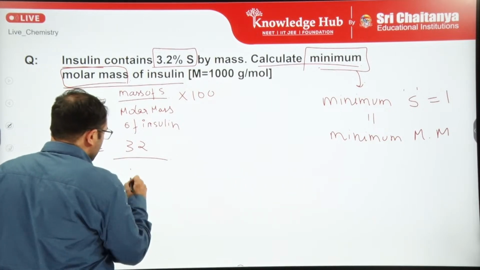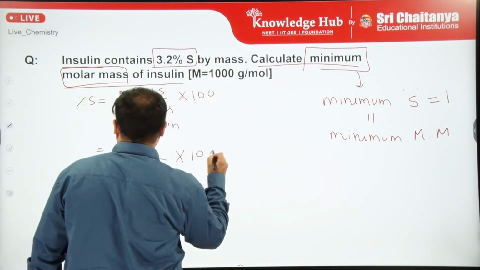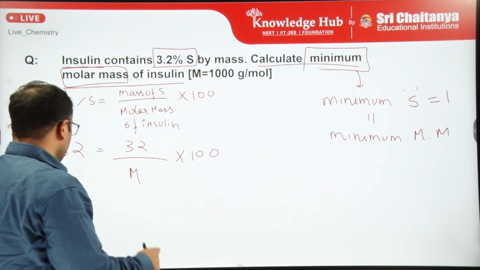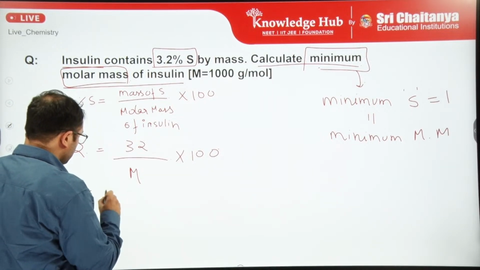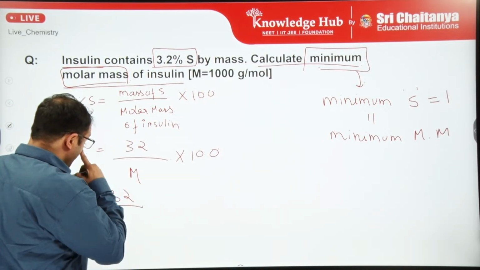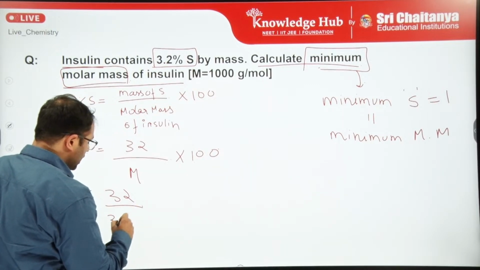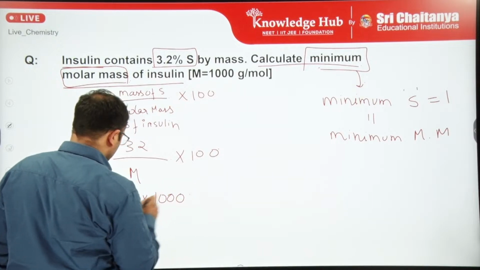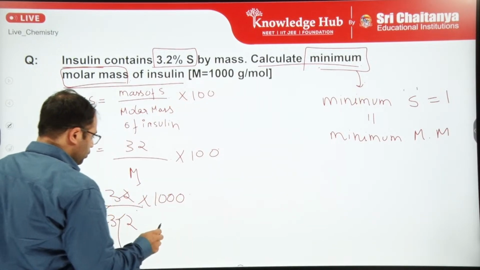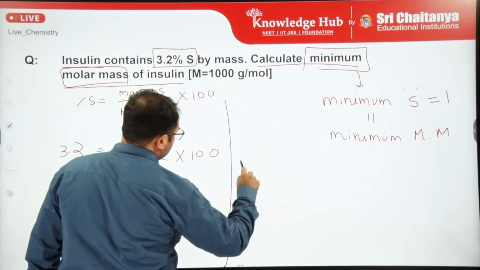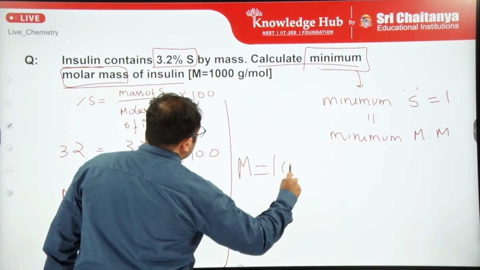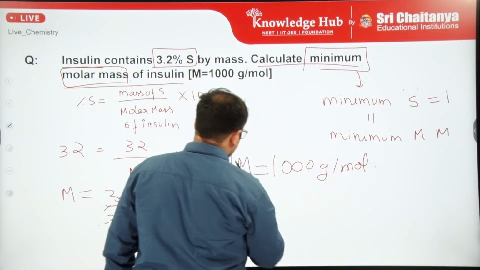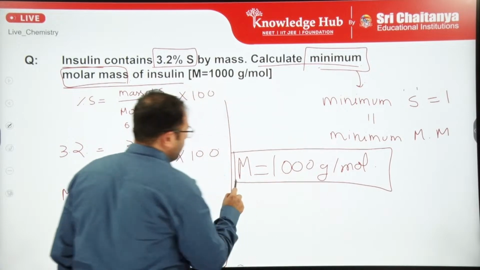And then you have the molar mass here, multiplying it by 100. This percentage is given to you, right? 32 divided by 3.2, remove the point, put it upside. So the mass comes out to be what? 1000 grams per mole.